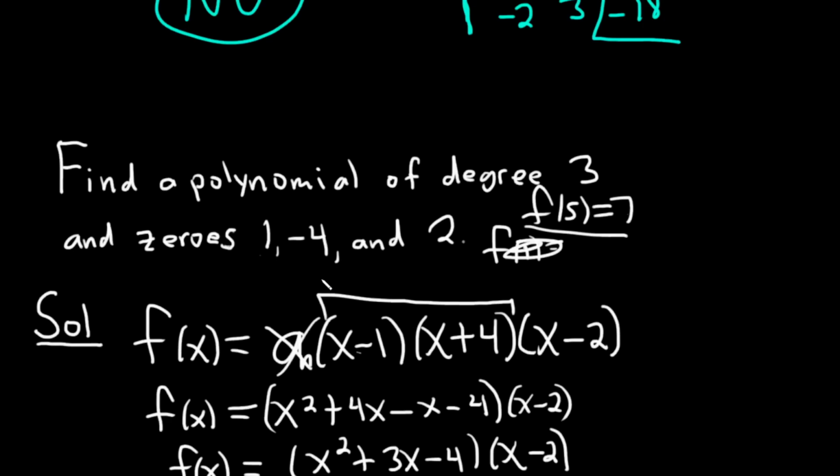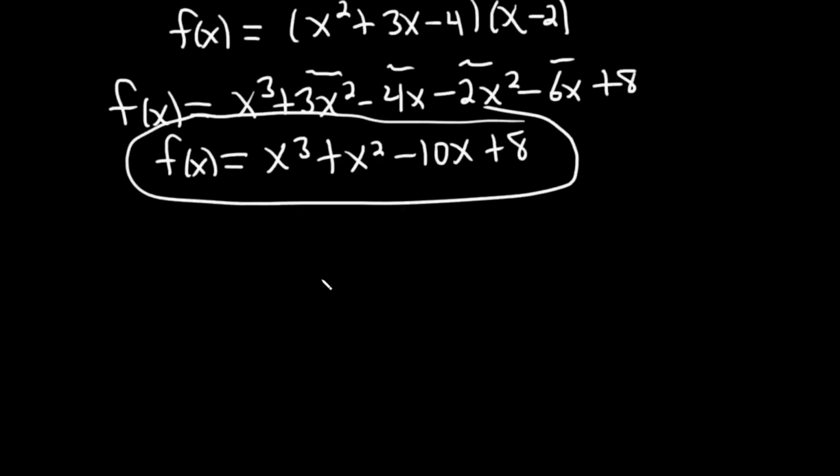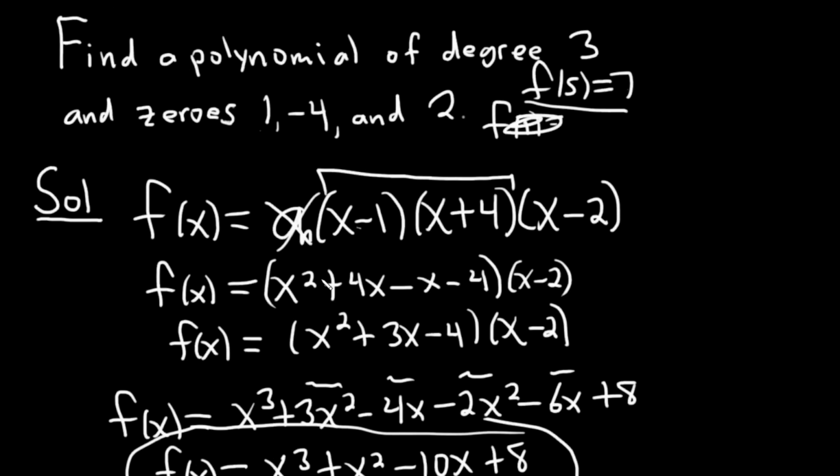So just a really quick recap, just to make sure you got it. When you first see a problem like this, just know that basically you're just subtracting. It'll be x minus 1, x minus negative 4, which becomes x plus 4, and then x minus 2. And then they didn't give us any other information, so you don't know what the leading coefficient is. So you can just assume it's 1, and that's a valid answer.